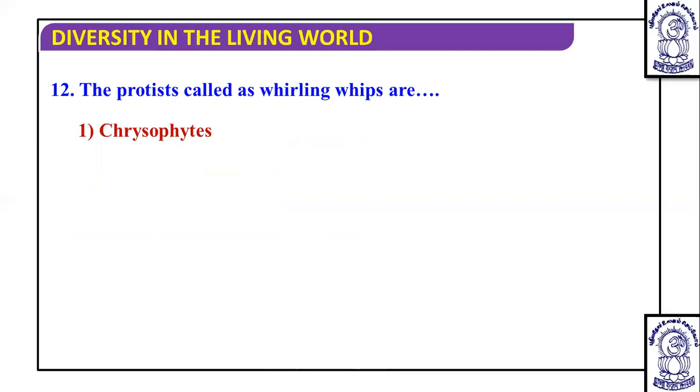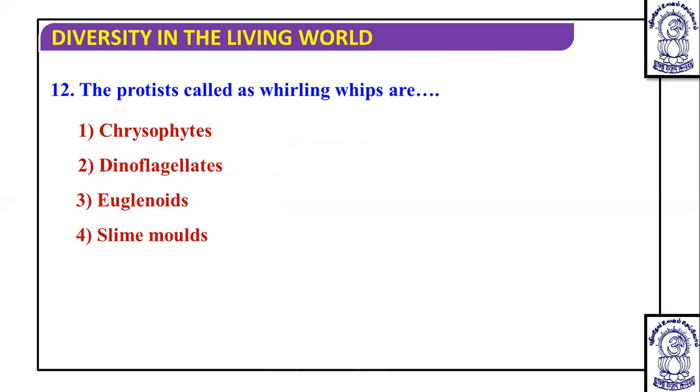Protists called whirling whips are dinoflagellates, because dinoflagellates have two flagella at right angles to each other. When these two flagella, which are present at right angles to each other, beat at the same time, the spinning movement is observed in dinoflagellates, and that is known as whirling whips.